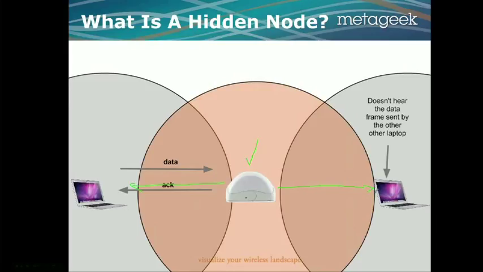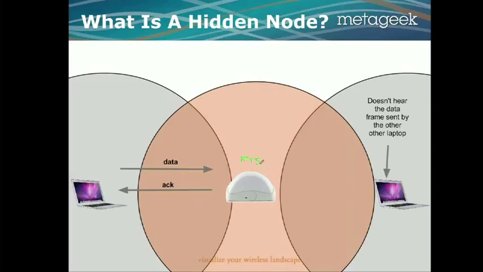Now the laptop on the right-hand side, he didn't hear the original transmission of the data frame, okay? But he did hear the acknowledgement. So he heard the acknowledgement and he says, okay, I need to back off. Now this is a good opportunity for the access point to turn on request to send, clear to send, and we'll talk about this a little bit later.